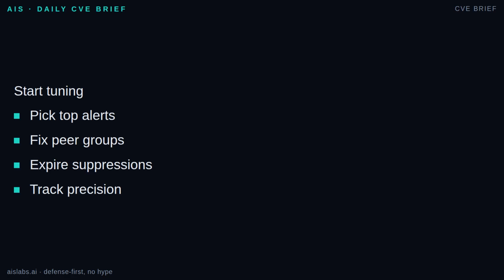Create a suppression standard. Reason, scope, owner, start date, end date, and review date. Teach analysts to leave useful feedback, not just false positive. Last, measure precision. Ask of alerts sent to analysts, how many deserved investigation? Lower volume is not success if you also bury the signal.